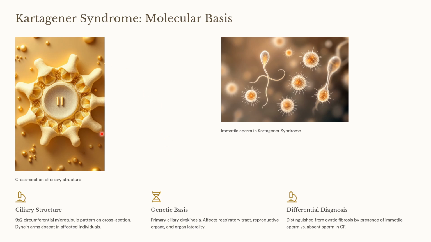This is almost similar to cystic fibrosis, but the only issue is that in cystic fibrosis there will be absent sperm at all because of the absent vas deferens, whereas here there will be immotile sperm.